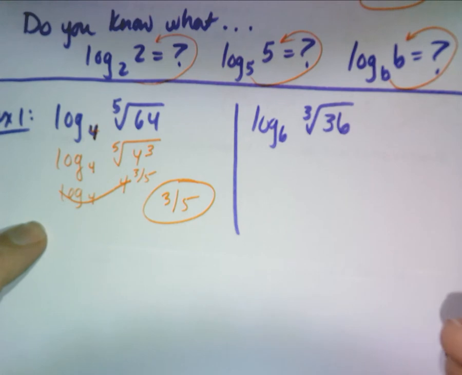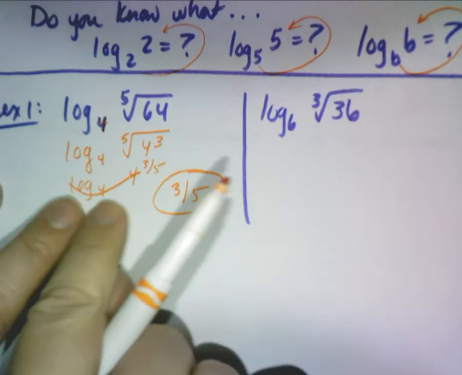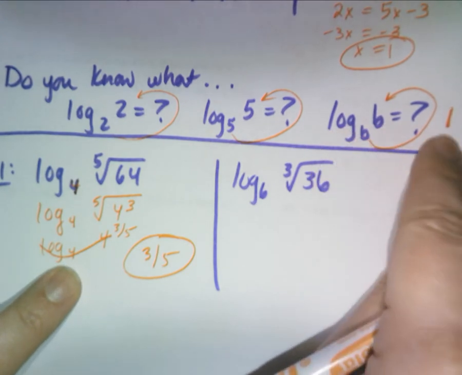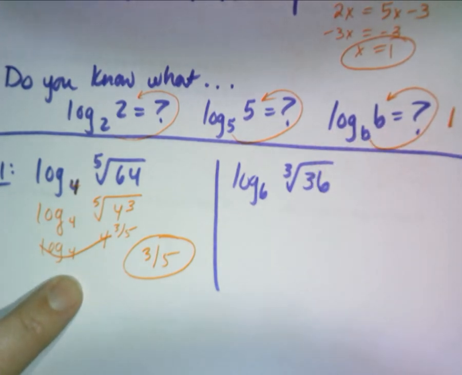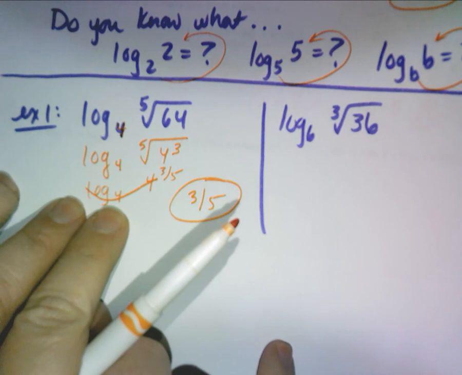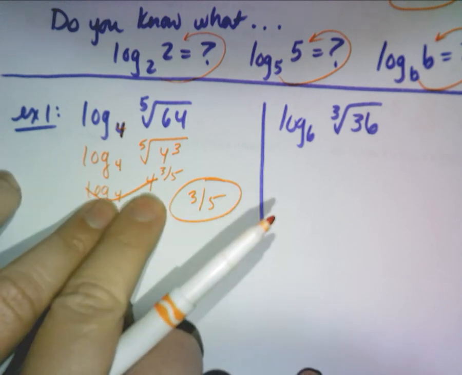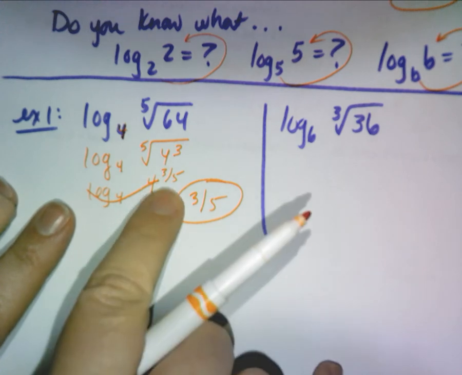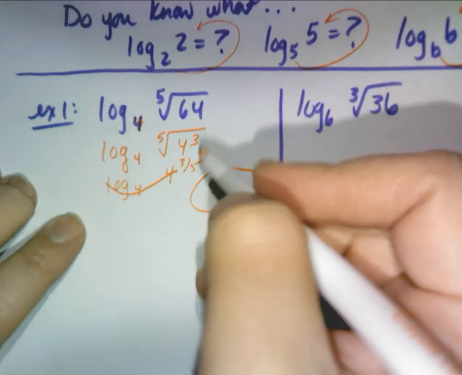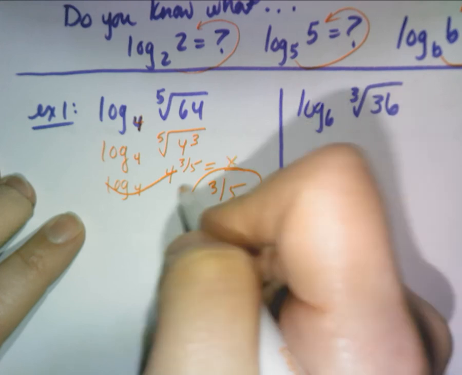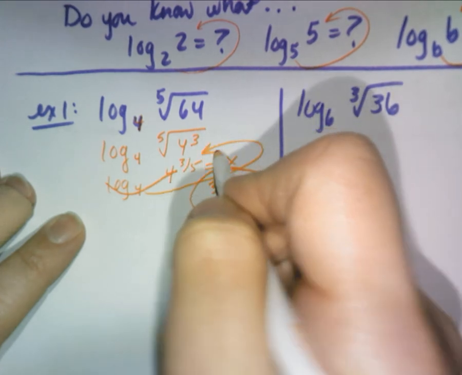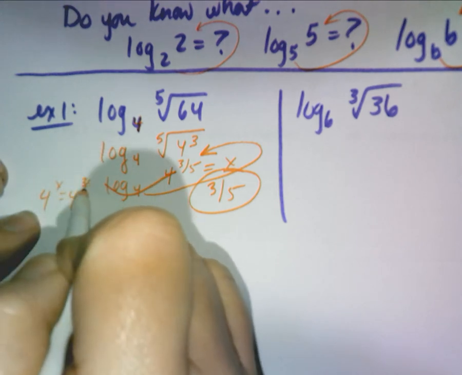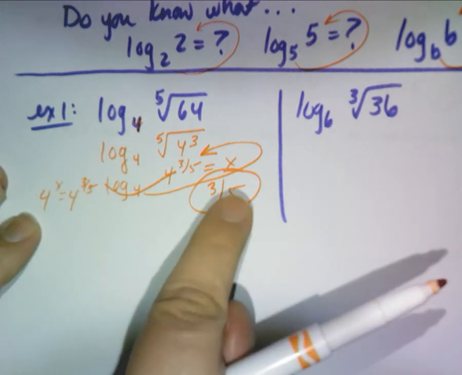Wait, what was the last step after you got log base 4 of 4, right? Because log base b of b equals 1. They cancel themselves out. If you take log base 4 of 4, they cancel each other out. They're like inverse operations to each other. So your answer would be this. If you want, I could set it equal to x, and I could do the whole thing. So 4 to the x equals 4 to the 3/5. What does x equal? 3/5.